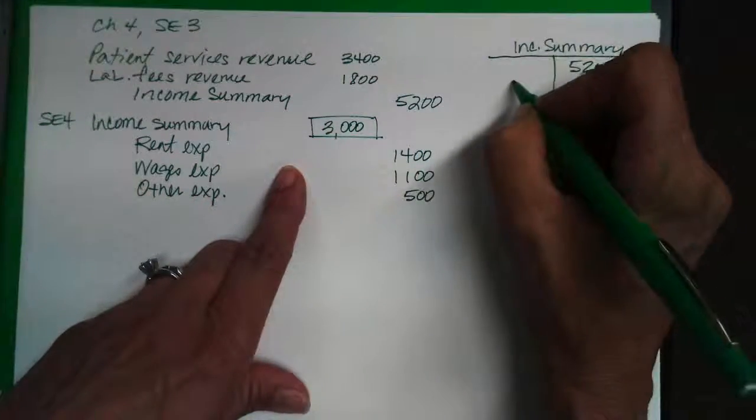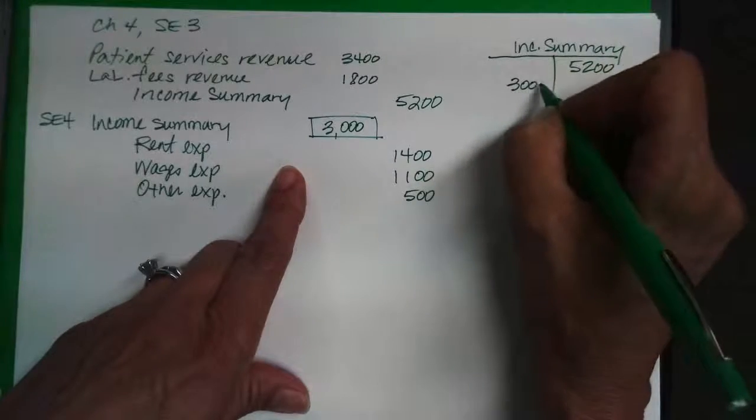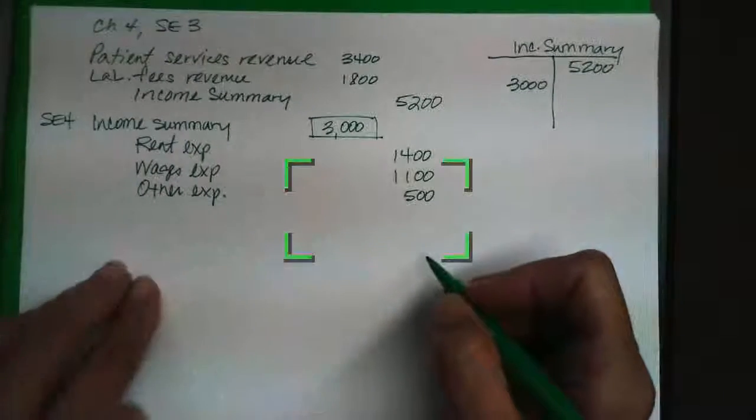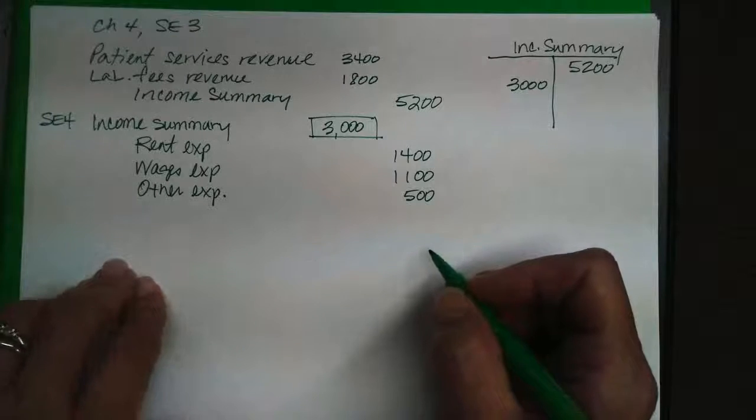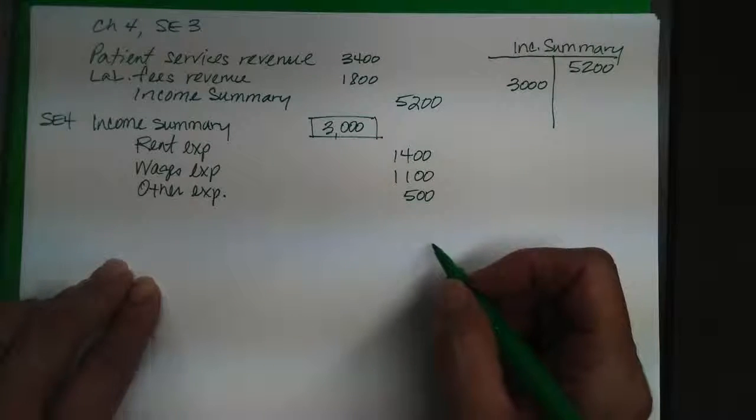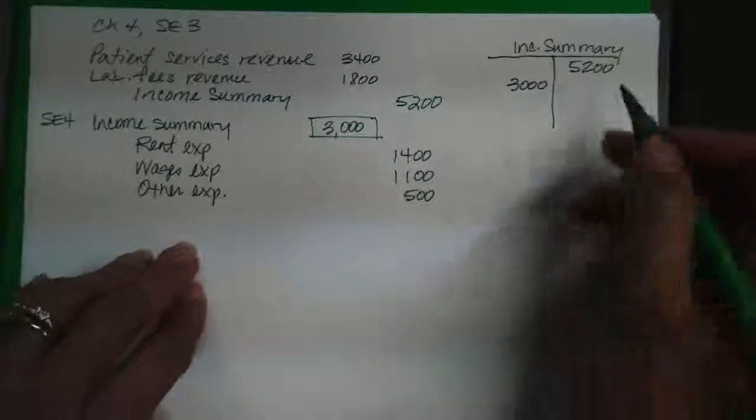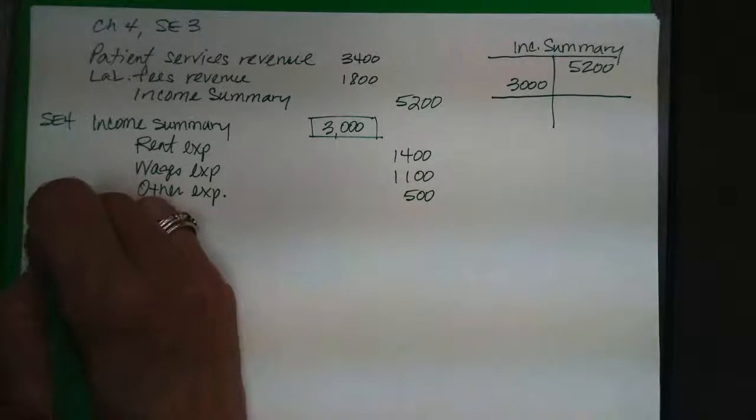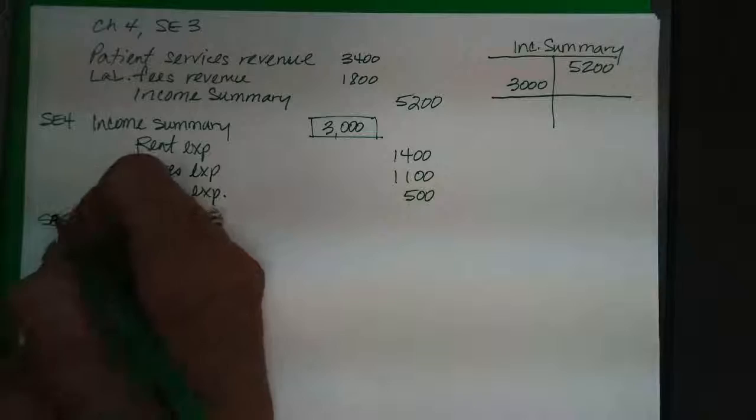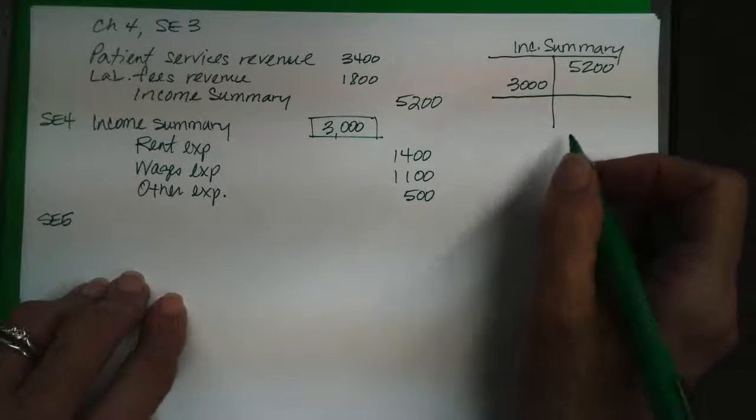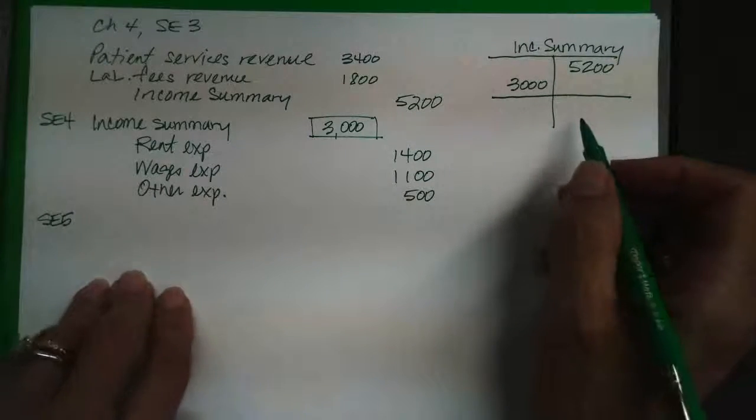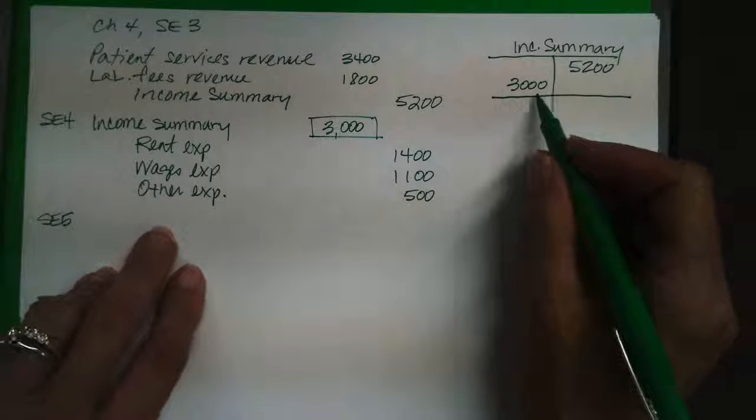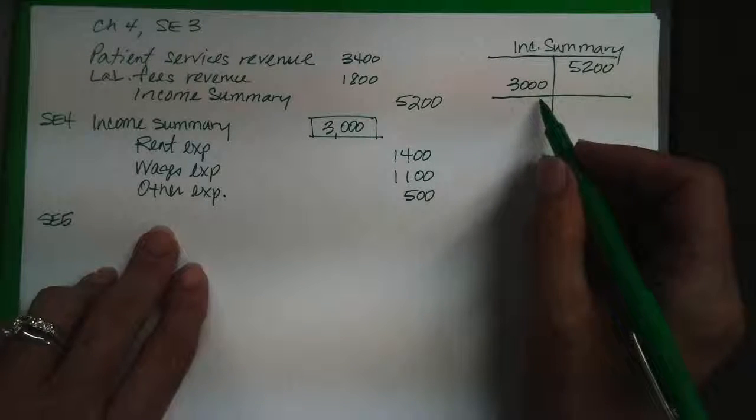Now I'm going to post that debit to the income summary. Okay. Now you're going to see in SE5 it says, suppose in the income summary that the total revenues were $5,200 and the total expenses were $3,000. Well, yeah, that's what we got, thankfully.